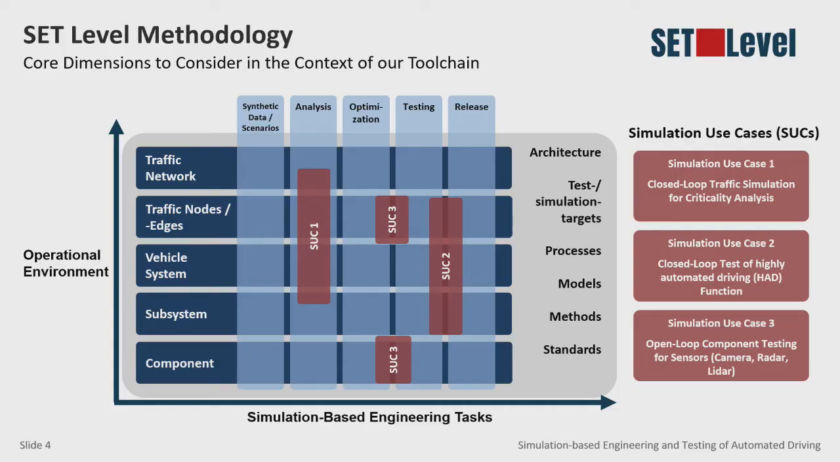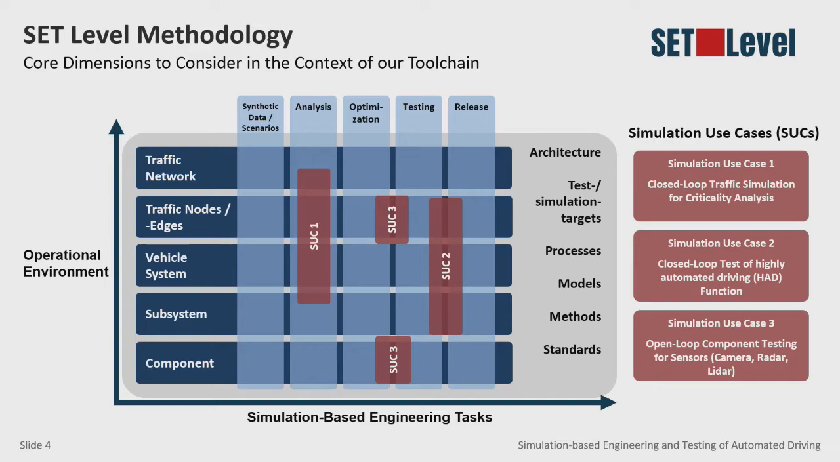The basic matrix approach you already have seen in the presentation of Frank Köster a minute before. The columns you see the fundamental engineering tasks like analysis, optimization, and testing. And from the left-hand side, the data and scenarios come in, and on the right-hand side, the resulting release, and therefore the necessary metrics and KPIs come out. The elements in the lines, which are related to their operational environment, can be components, subsystems, vehicle system, or even a traffic system.